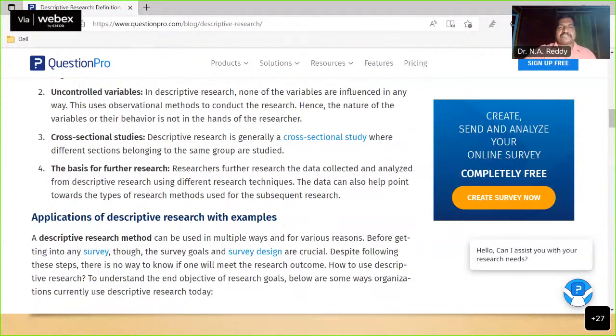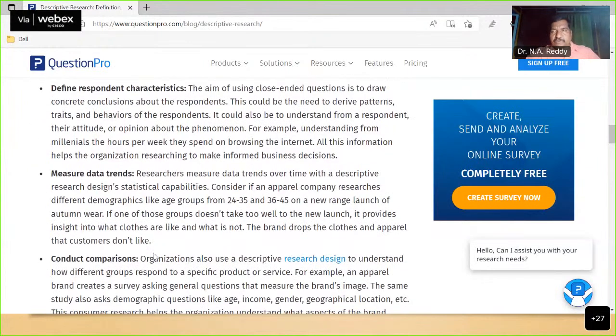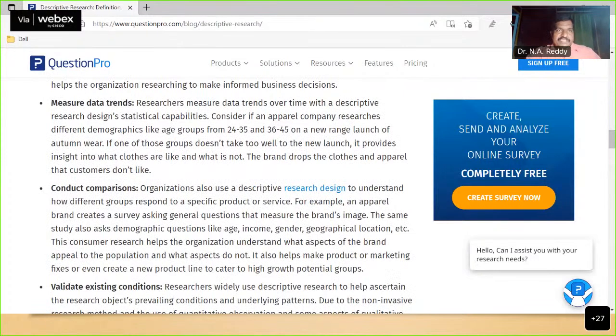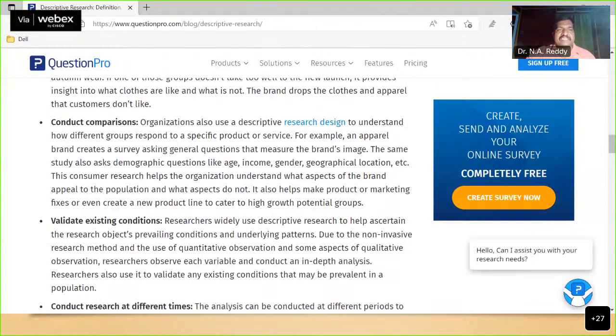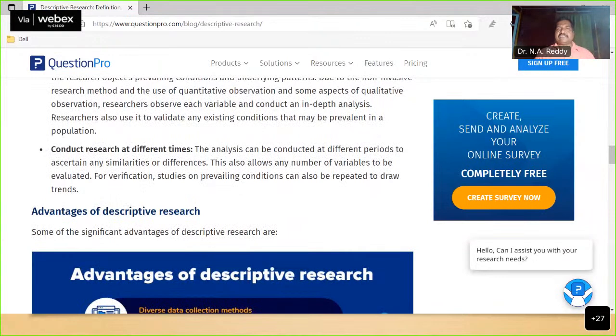So here the applications of descriptive research, with examples they are giving: define respondent characteristics, but I'm not going to take this one. We will measure data trends, different types of data, age group. Whenever you are studying, suppose you want marital status, certain things, 18 years and above or up to 17 years. So conduct comparisons, validate existing conditions, conduct research at different times. Here it allows any number of variables to be evaluated. For verification studies, prevailing conditions can also be repeated.